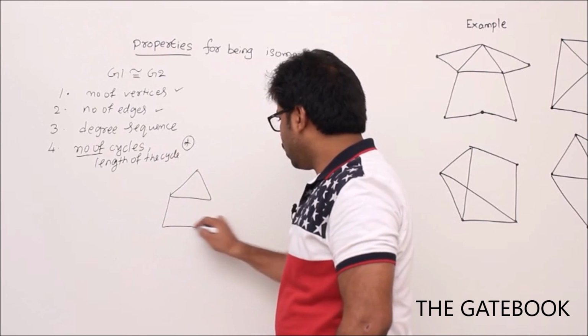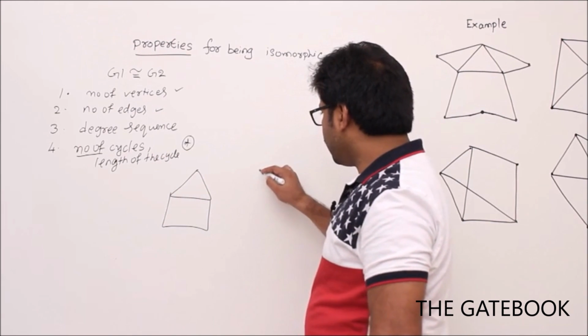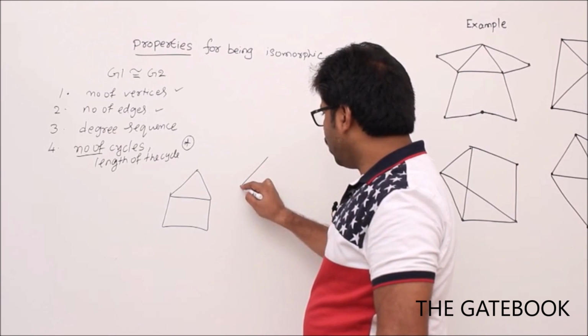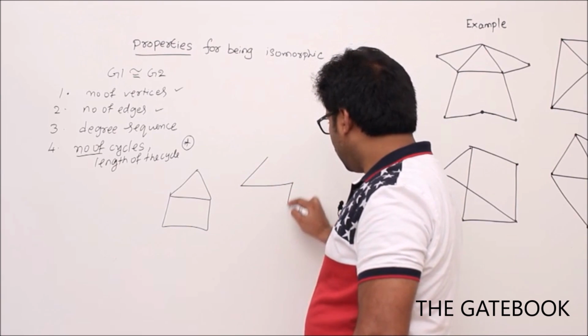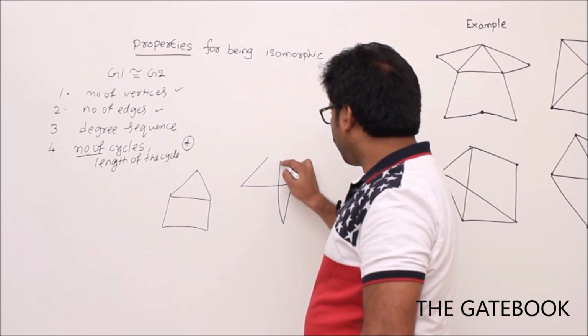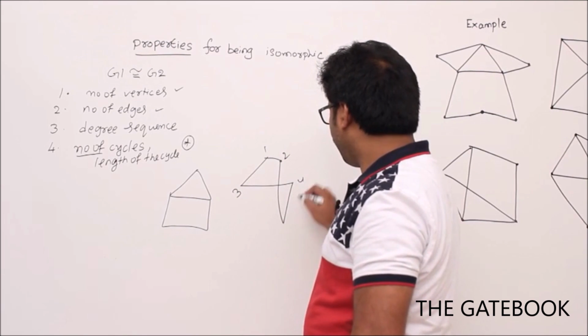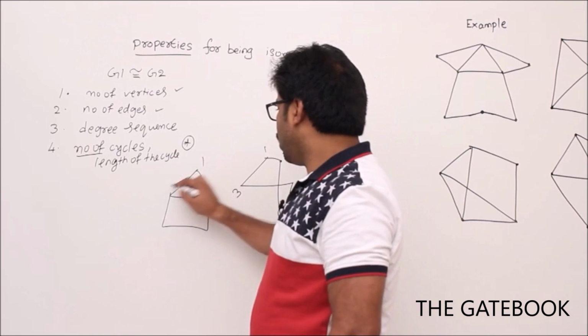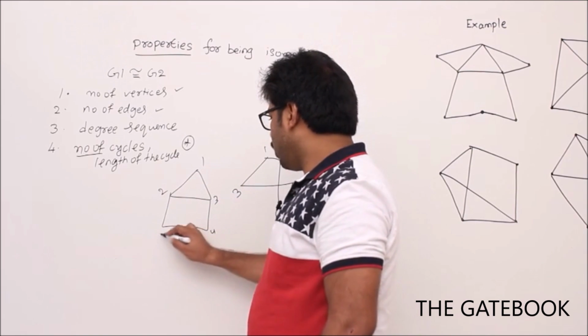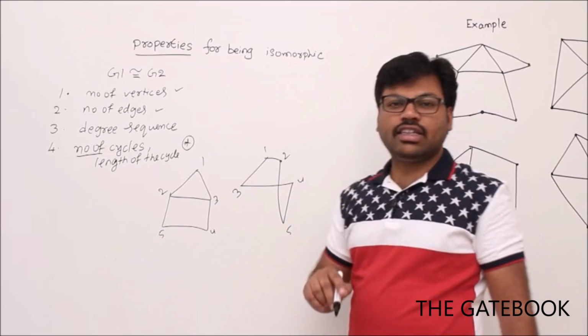Like this. Okay. Second one with 5 vertices, let me draw in a different way. 1, 2, 3, 4, 5 like this. They give like this. 1, 2, 3, 4, 5. 1, 2, 3, 4, 5. And are they the same? Are they isomorphic?